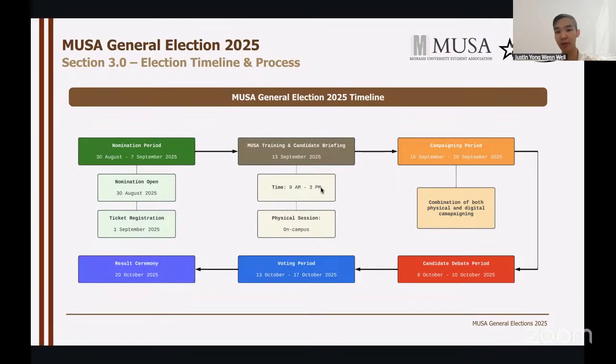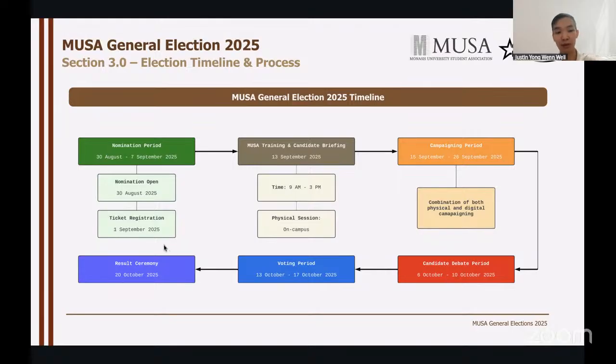That's where we'll go through what each role has to do and also brief you on upcoming processes within this election. Then in the middle of September will be your campaigning period. We will cover that more later on once you have entered as an official candidate. Later on in October, that's when the debate will take place, and the week after the debate, you will have your voting period.